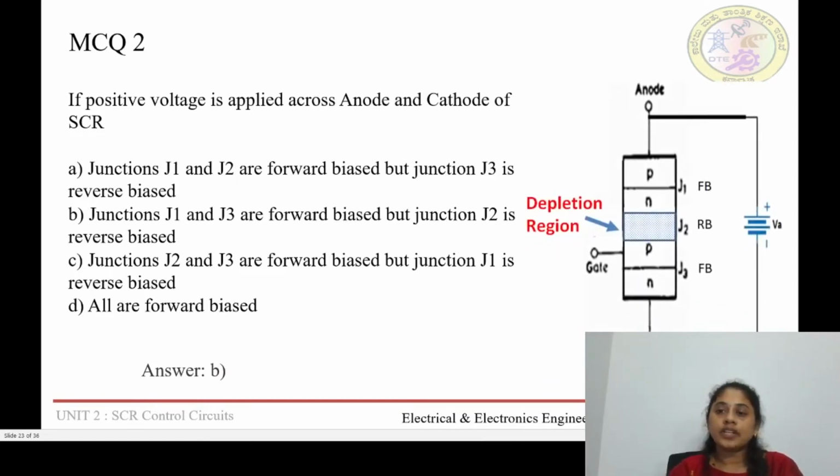You can see the structure of the SCR here. Here there are three junctions J1, J2, J3. In junction J1, P and N, the layer P is connected to the positive of the supply and hence it is forward biased. In junction J3, layer N is connected to the negative of the supply. Hence it is also forward biased. But in junction J2, N goes to the positive layer and P goes to the negative layer. Hence it is reverse biased. So let's move on to multiple choice question 3.